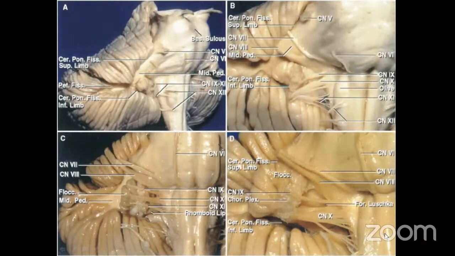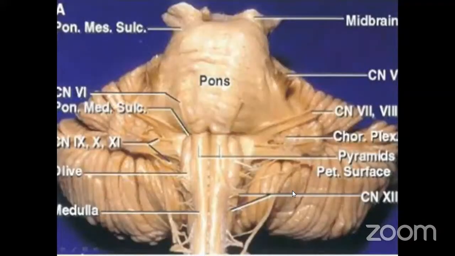So this is the region of the CP angle, and looked from an anterior aspect, we can see that the choroid plexus is actually protruding out of the foramen of Luschka from the fourth ventricle into this region. And we can see the relationship of the various cranial nerves. We can see that it goes just inferior to the cranial nerve 7 and 8 complex, which is located just superior to this choroidal fissure and the floccular part of the flocculonodular lobe.